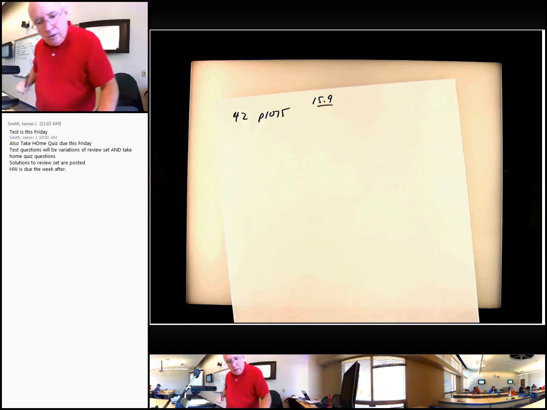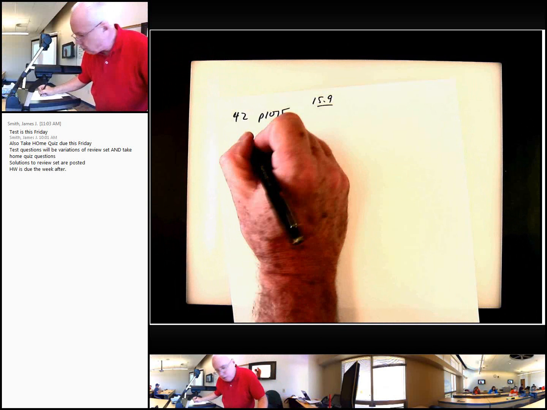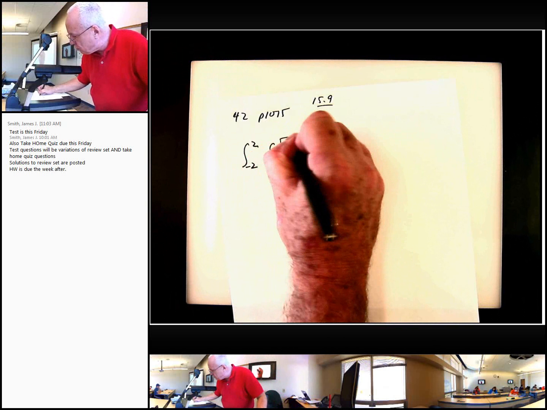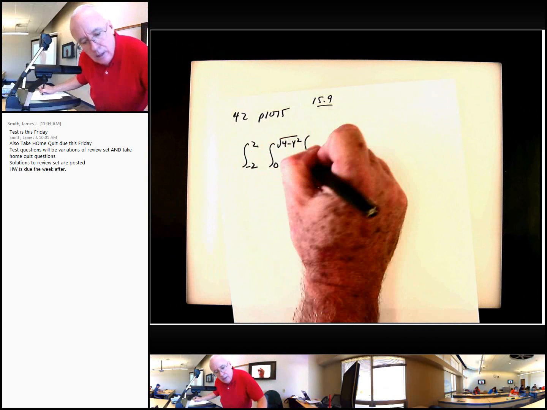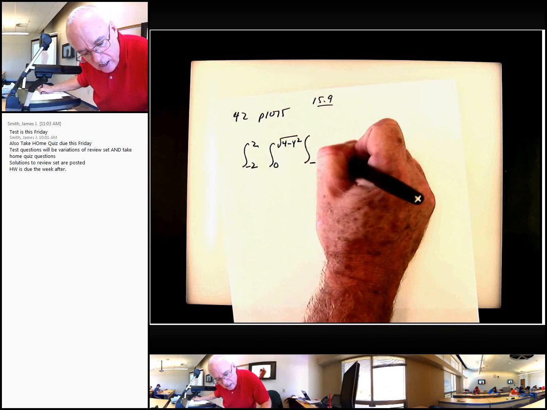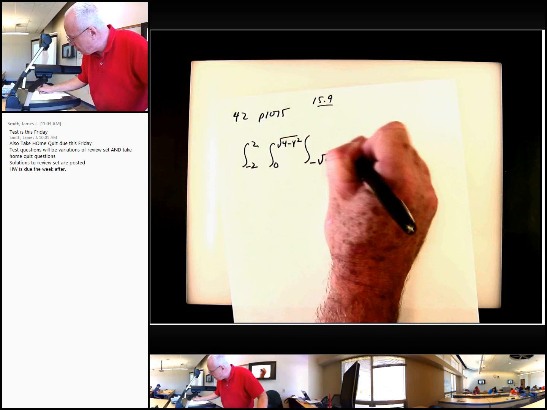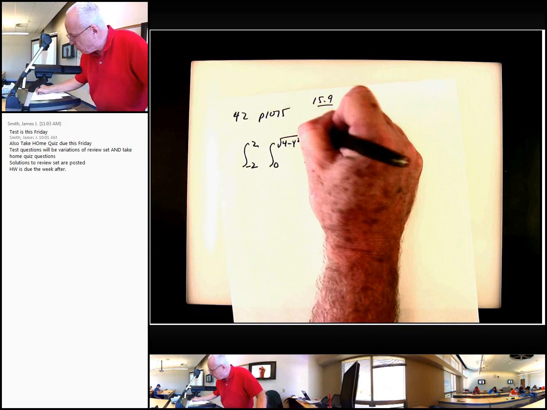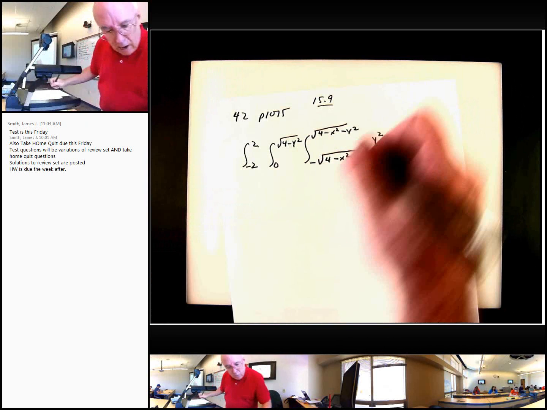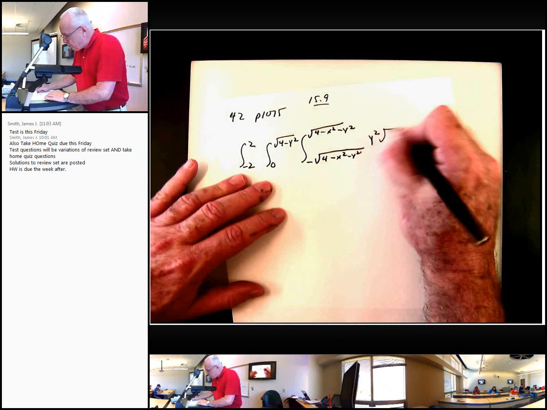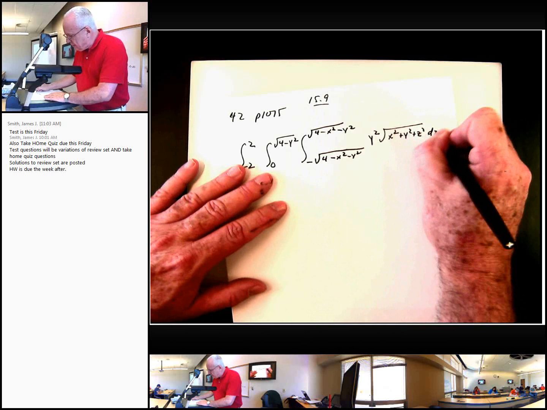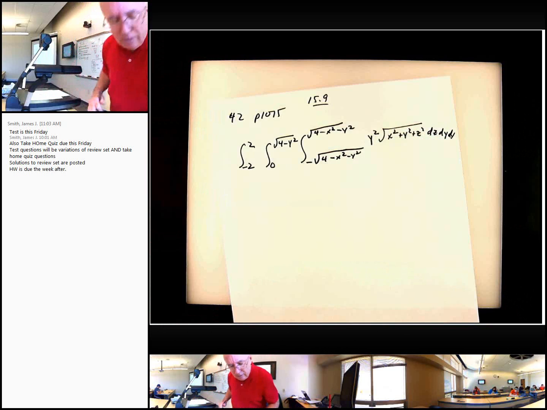All right, so this is what we're given: minus 2 to 2, 0 to the square root of 4 minus y squared, minus the square root of 4 minus x squared minus y squared, and plus the square root of 4 minus x squared minus y squared. And then what we're asked to integrate is y squared times the square root of x squared plus y squared plus z squared. And then this is dz, dy, dx.